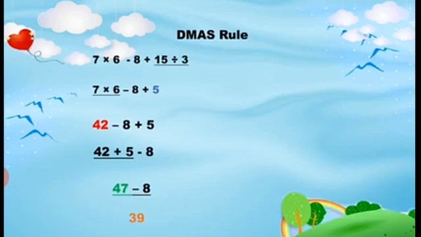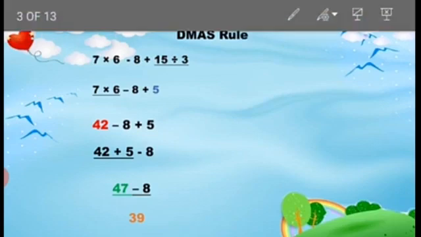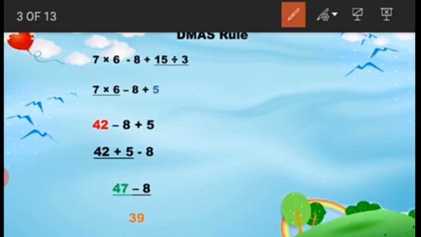So we have to first look for the division sign. And the division sign is between 15 and 3. So we have to solve first 15 divided by 3. 15 divided by 3 we get 5. And our first step has been completed here.